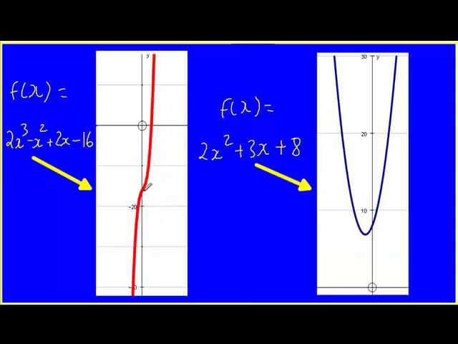If we look at these graphs, the red curve is the original f of x function, which is a cubic, cutting the y-axis, intercepting at minus 16, and the blue curve you can see has no real solution, which is a quadratic.